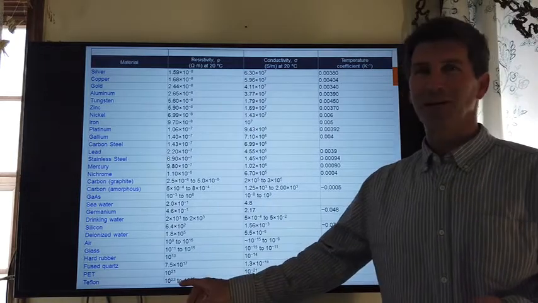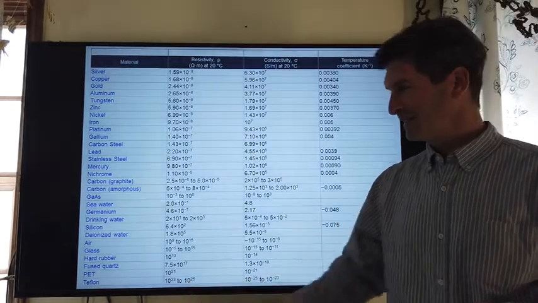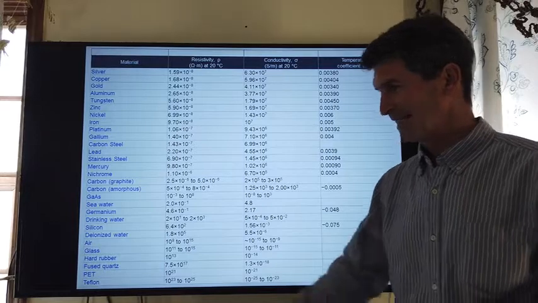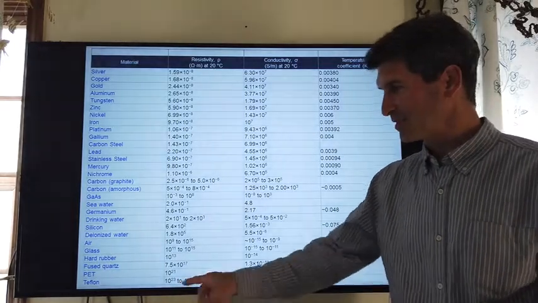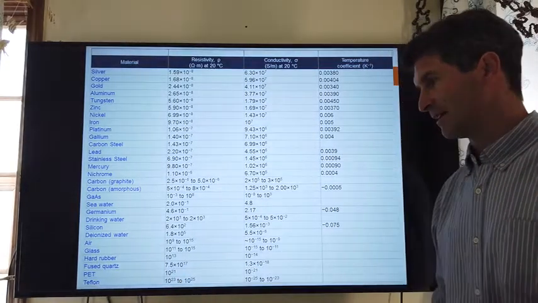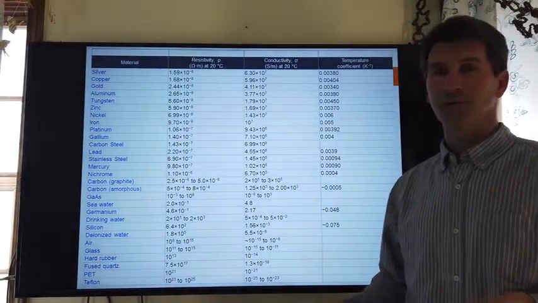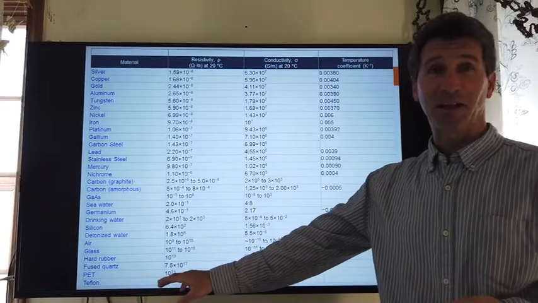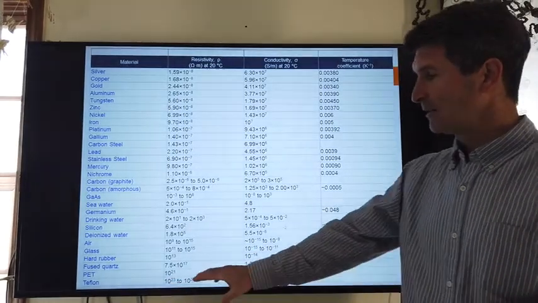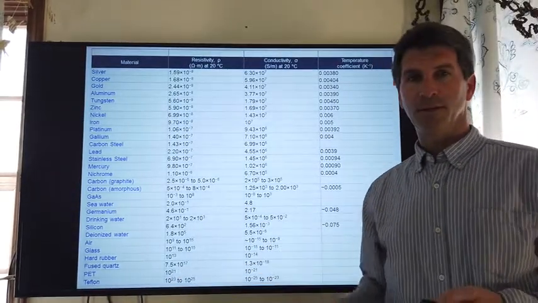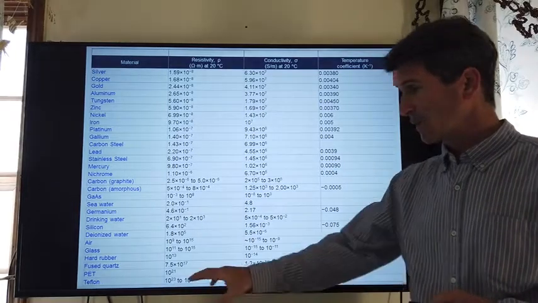polyethylene terephthalate, PET. I'll have to get back to you on that. Of course, Teflon is tetrafluoroethylene. Okay, so it's been a while since I've had organic chemistry, but Teflon is an excellent insulator.